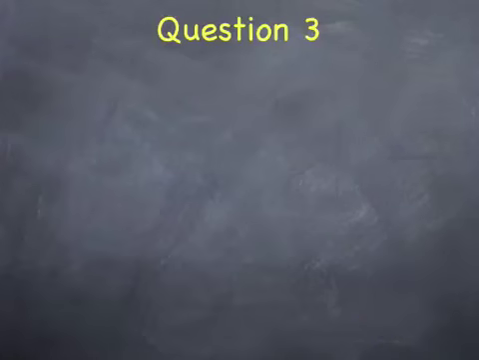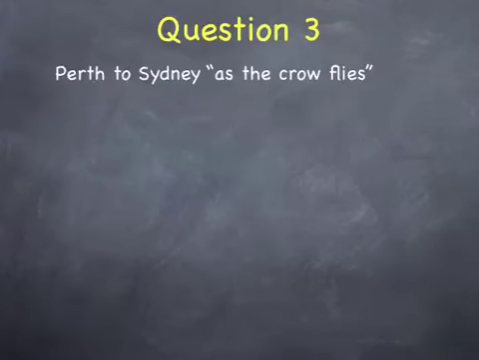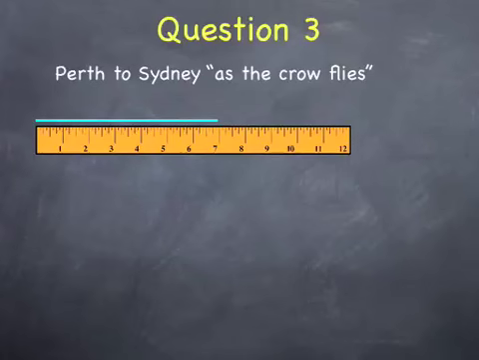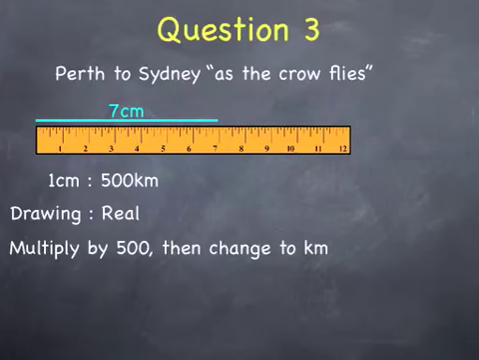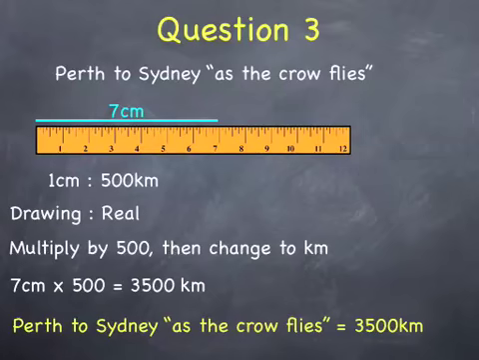Okay, question 3. Perth to Sydney as the crow flies. Draw a line between the two cities, measure it and convert it. Pause, press play when you're ready. Okay, there's the line. I've got 7 centimetres, hopefully you're very close to 7. And using the scale now, we're going to multiply by 500 and change to kilometres. So 7 centimetres by 500 is 3,500, and we change to kilometres. So the answer, Perth to Sydney as the crow flies, 3,500 kilometres.